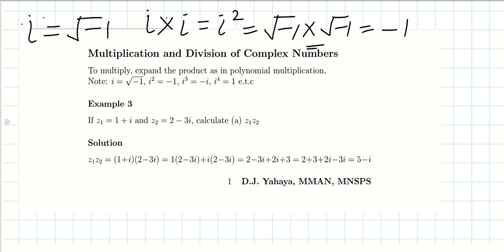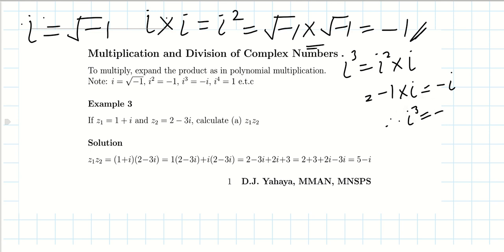Now, also, i raised to the power of 3 is the same thing as i squared times what? i. And remember, our i squared is minus 1, so we have minus 1 times i, which is the same thing as what? Minus i. So, therefore, i raised to the power of 3 is minus i. And so on, we will do for i raised to the power of 4, i raised to the power of 5.